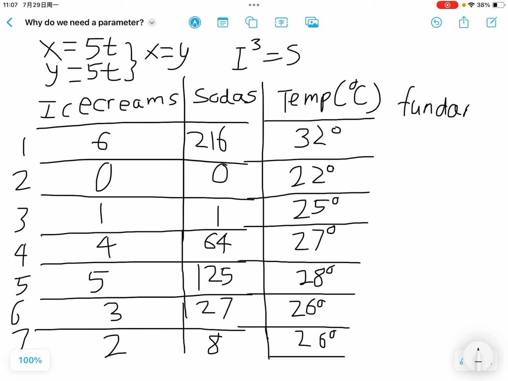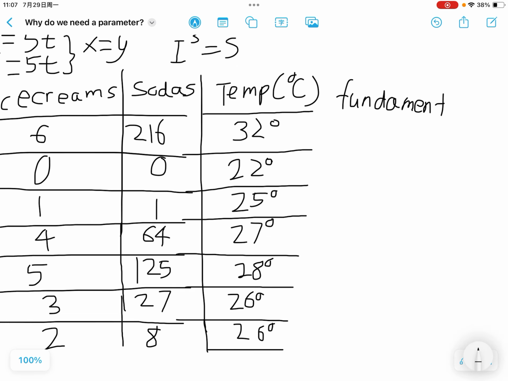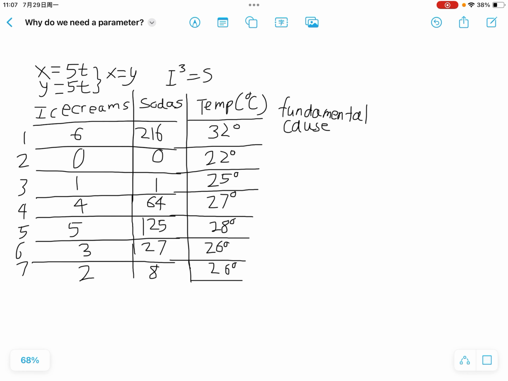It's the fundamental cause. So let me just write that, fundamental. So it's the fundamental cause of the two variables to change. And since the fundamental cause, our parameter, affects the two variables in the same ways, the two variables have the same trend, right? So that just makes logical sense now. The temperature affects the sales of ice creams. The temperature affects the sales of sodas at the beach. So this just makes logical sense. So parameters are a tool that help us make logical sense.